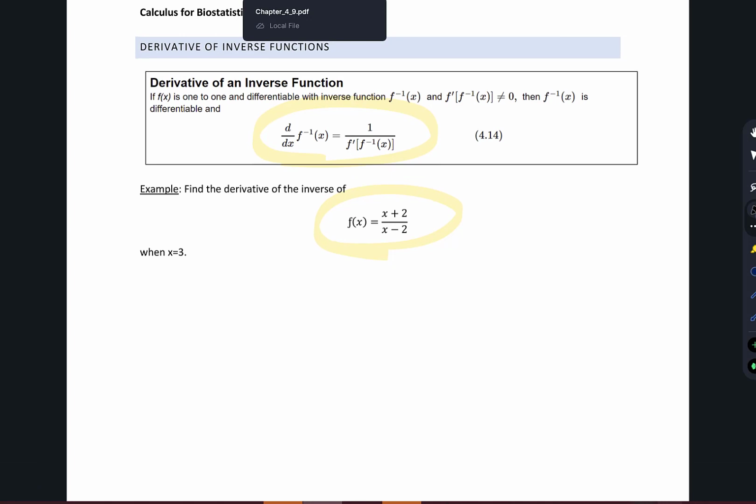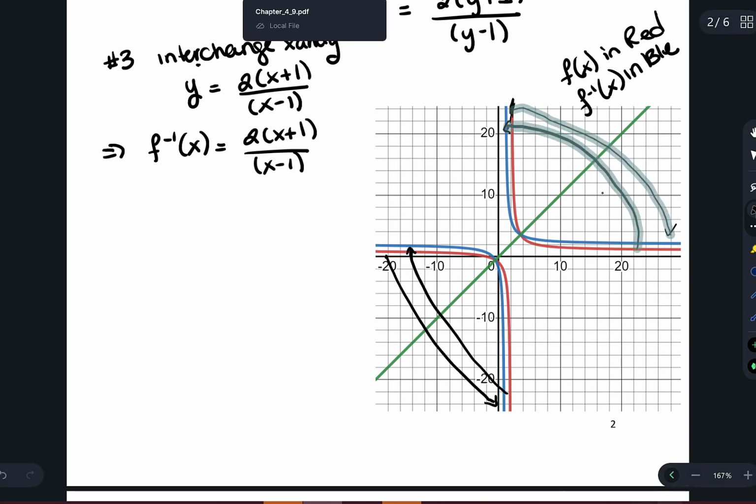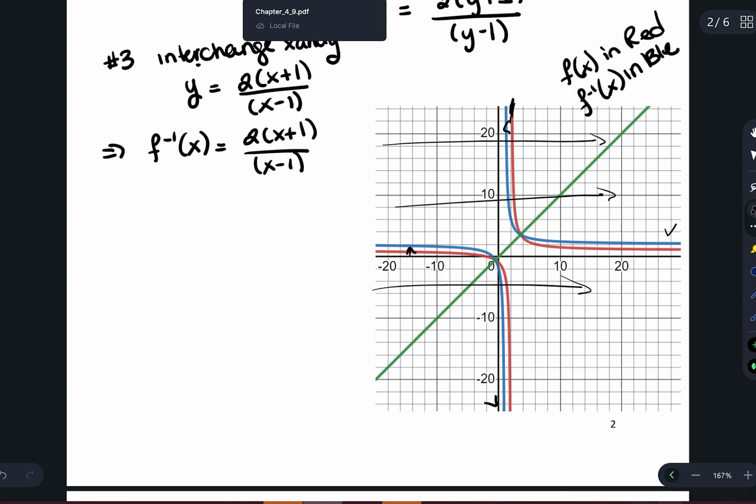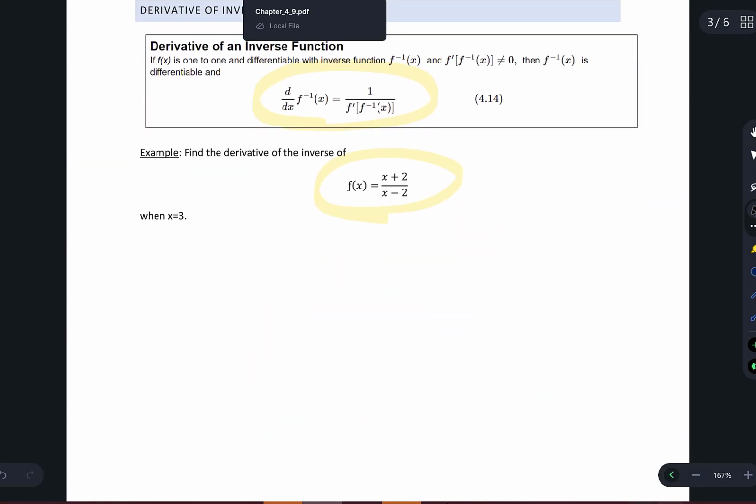So first, the question is, is f of x 1-to-1? One way to find out if a function is 1-to-1 is to look at the plot and use the horizontal line test. Well, we already have a plot of f of x up here. Remember that f of x is the one in red. The horizontal line test says that any horizontal line that we draw can only cross the function one time. And notice no matter where I draw that horizontal line, we're only going to touch the function once. And so we do pass the horizontal line test, and the function is 1-to-1.